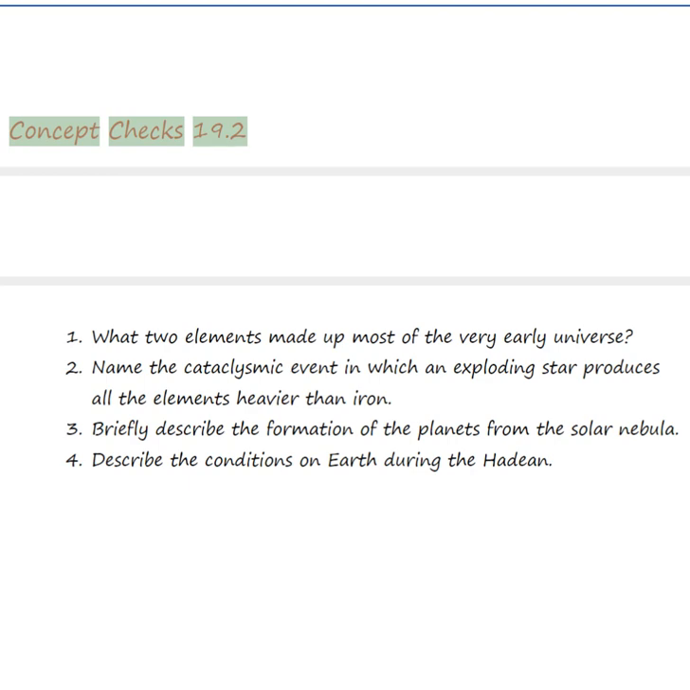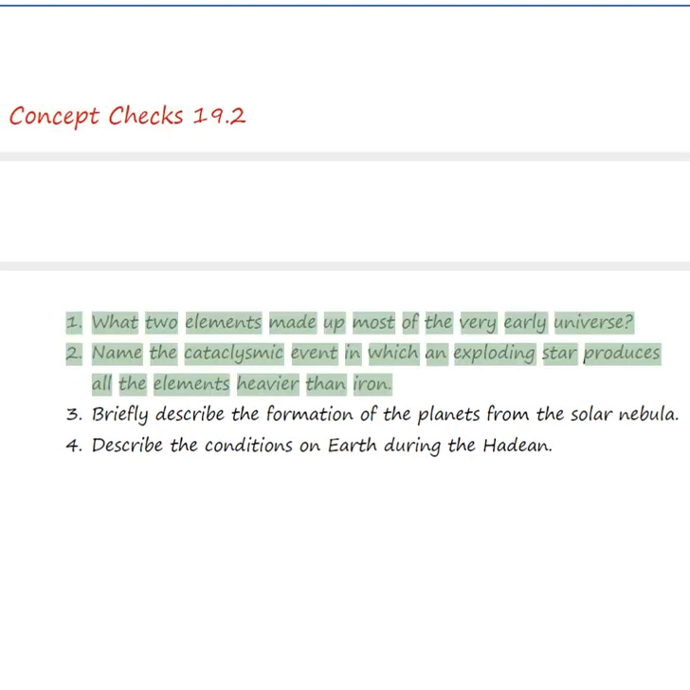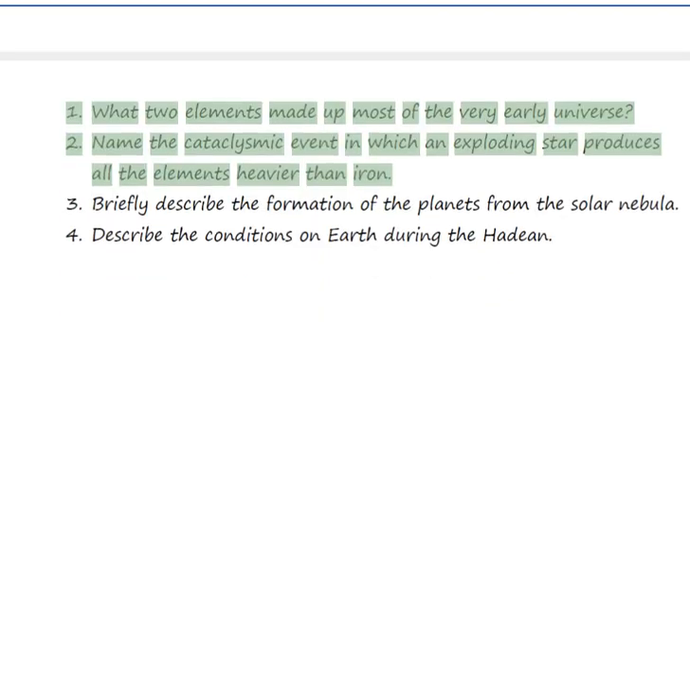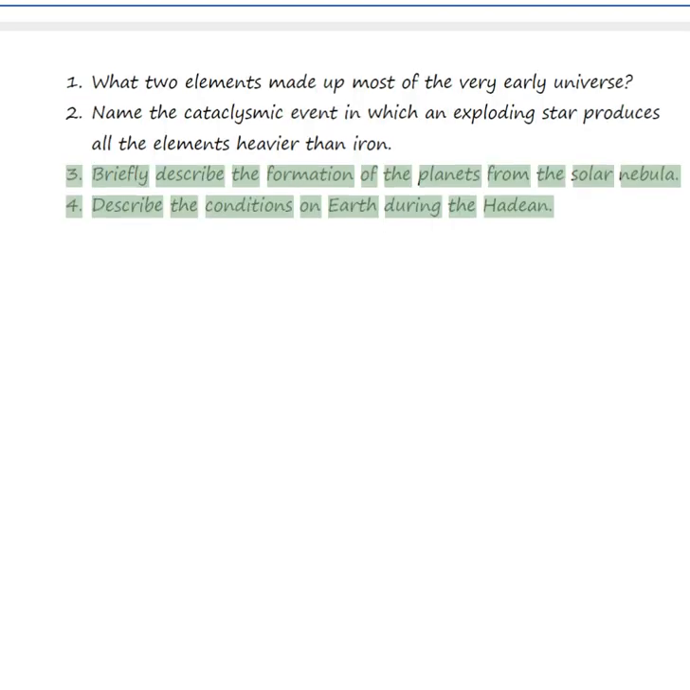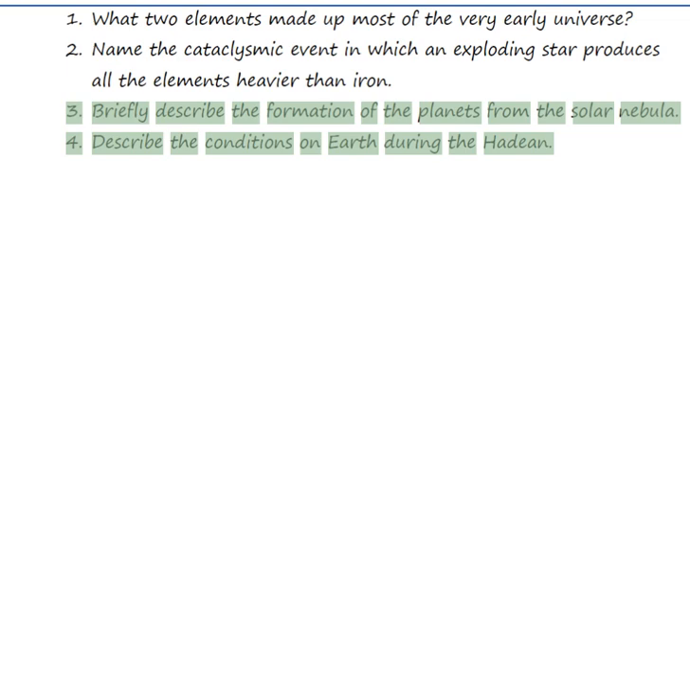Concept checks 19.2. 1. What 2 elements made up most of the very early universe? 2. Name the cataclysmic event in which an exploding star produces all the elements heavier than iron. 3. Briefly describe the formation of the planets from the solar nebula. 4. Describe the conditions on Earth during the Hadean.